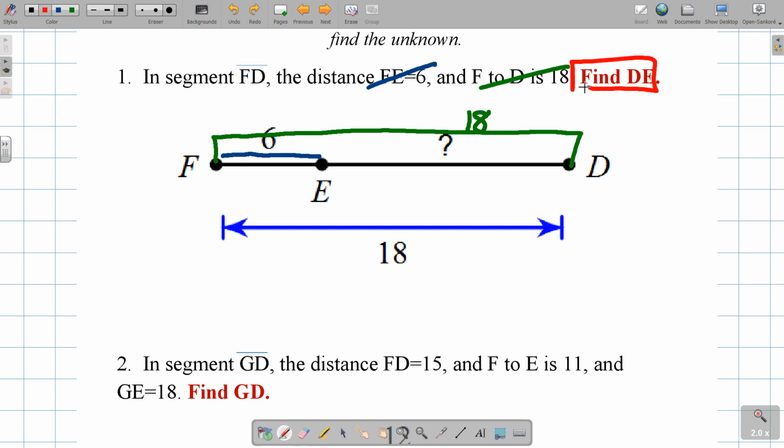Well, why is this such an easy problem? Because you activated the left angular gyrus of your brain, and your brain perceived it's just a big segment minus the little segment, and ta-da, you get what you're trying to find, which is DE is 12.